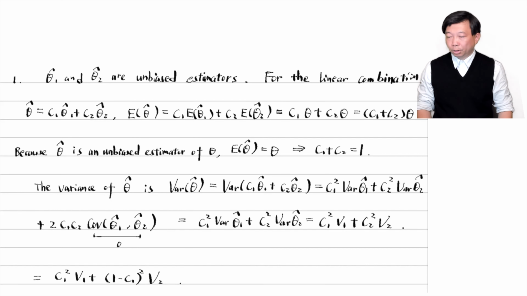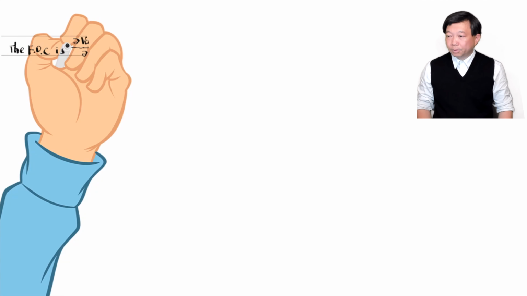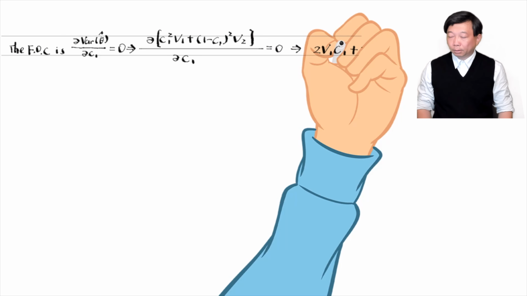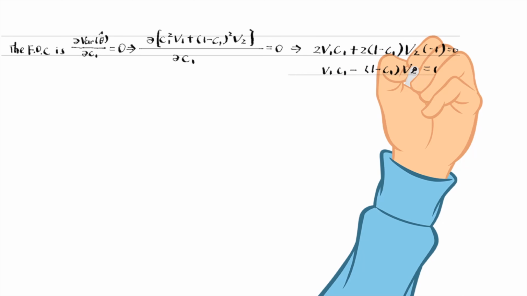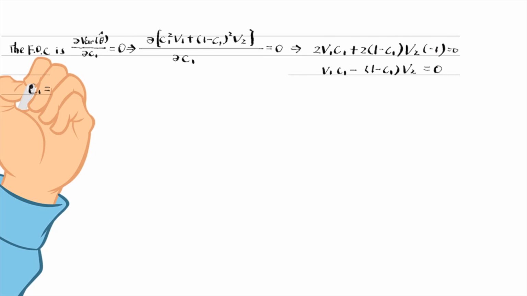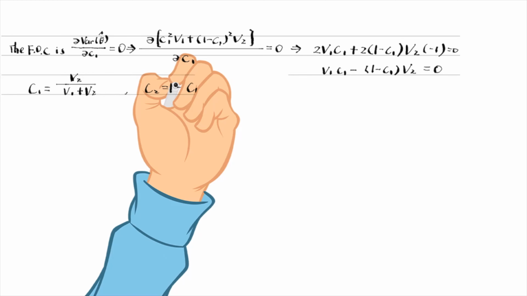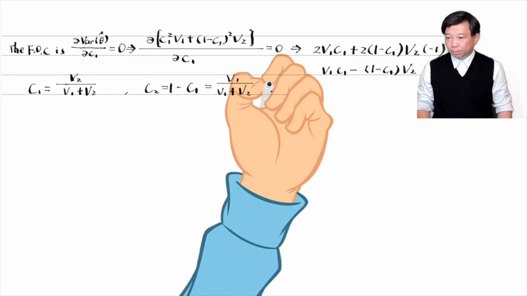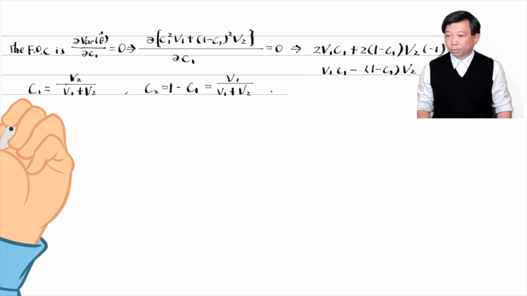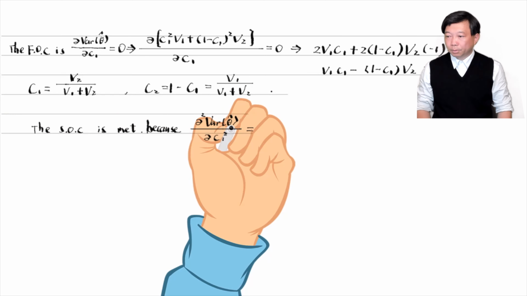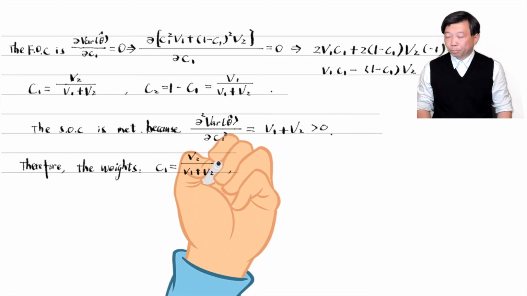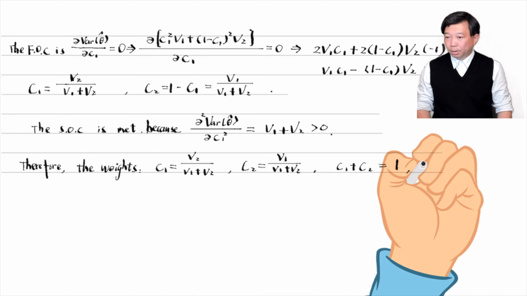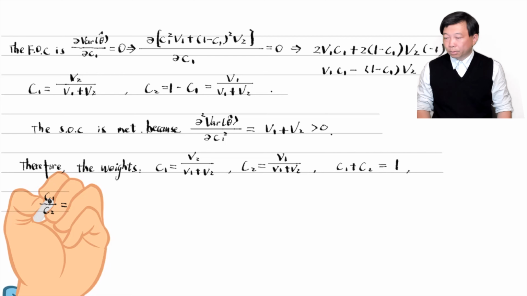The first order condition for minimization is the first derivative with respect to C1 equals 0. It leads to the answer. The weights C1 and C2 are functions of variances v1 and v2. The second order condition is satisfied. Therefore, the two weights C1 and C2 sum up to 1, and the weight ratio is the inverse of the variance ratio.